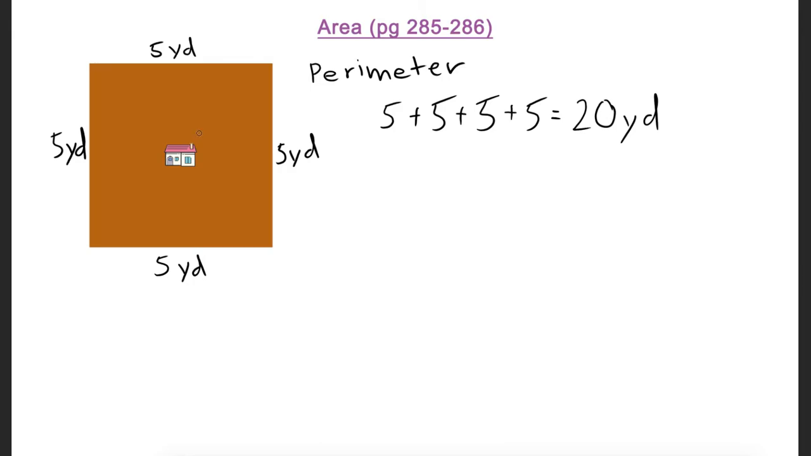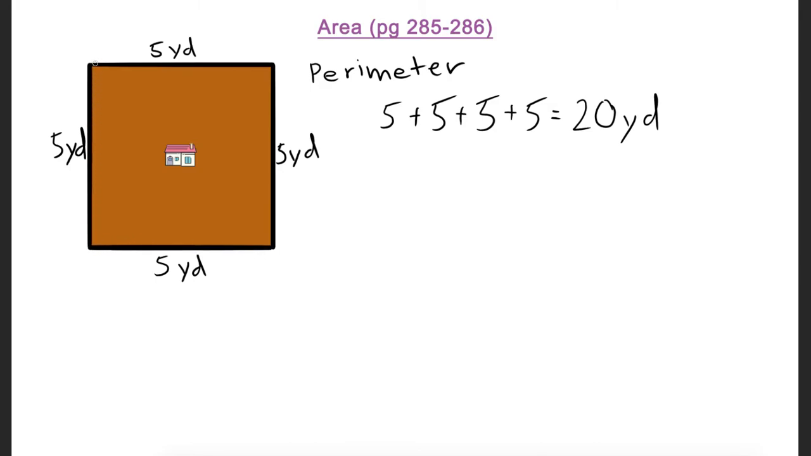Yeah, so this would be really good if I was, let's say, trying to build a fence, right? If I was trying to build a fence around my brown square here, around my house, I would need to figure out perimeter, right? Because I'm building it around my home like this, right? So yeah, I would need to buy 20 yards worth of fencing in order to surround my home here.